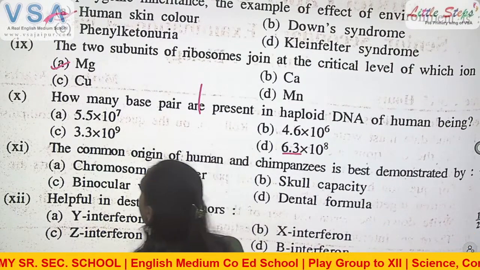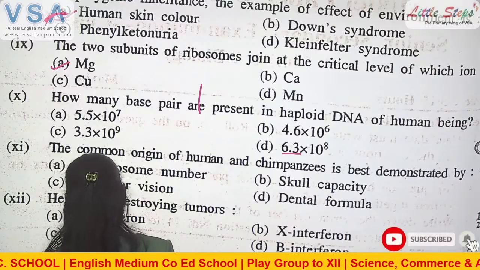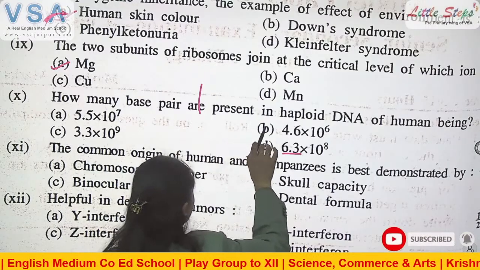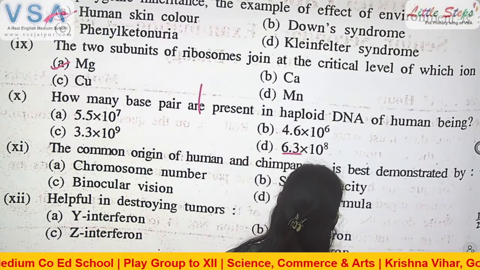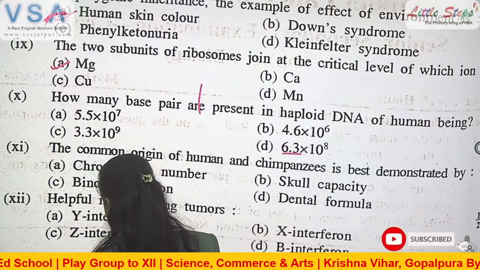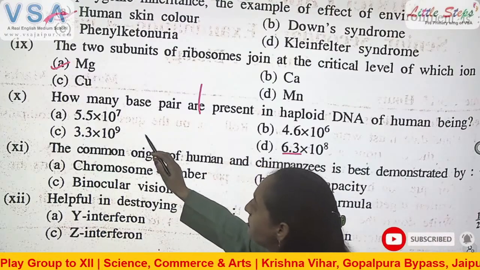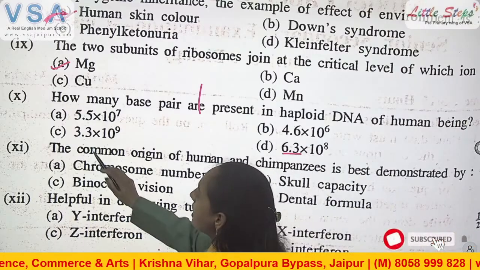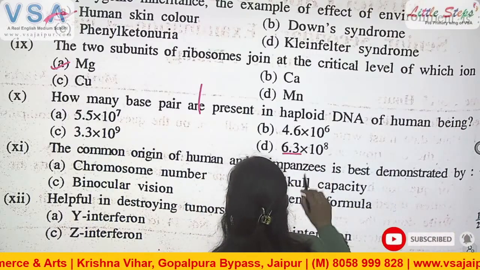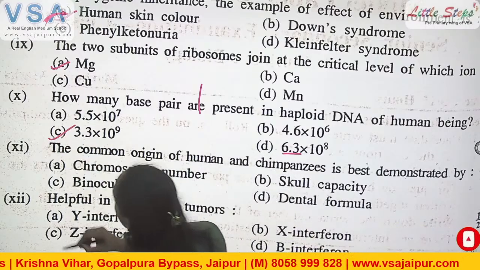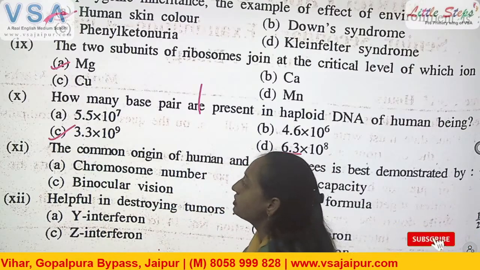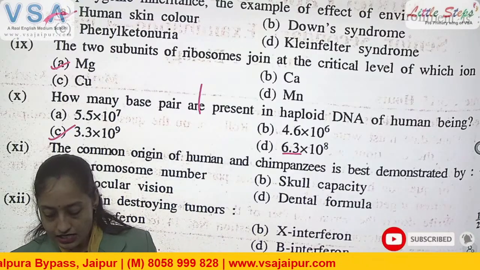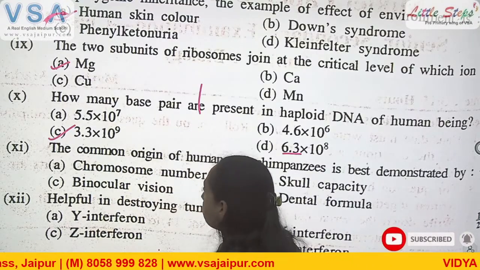Now, the next is, how many base pairs are present in haploid DNA of human being? तो कितने base pairs present होते हैं? 5.5 into 10 to the power 7, 4.6 into 10 to the power 6, 3.3 into 10 to the power 9 या 6.3 into 10 to the power 8. So what is the right answer? 3.3 into 10 to the power 9. This is the right answer.